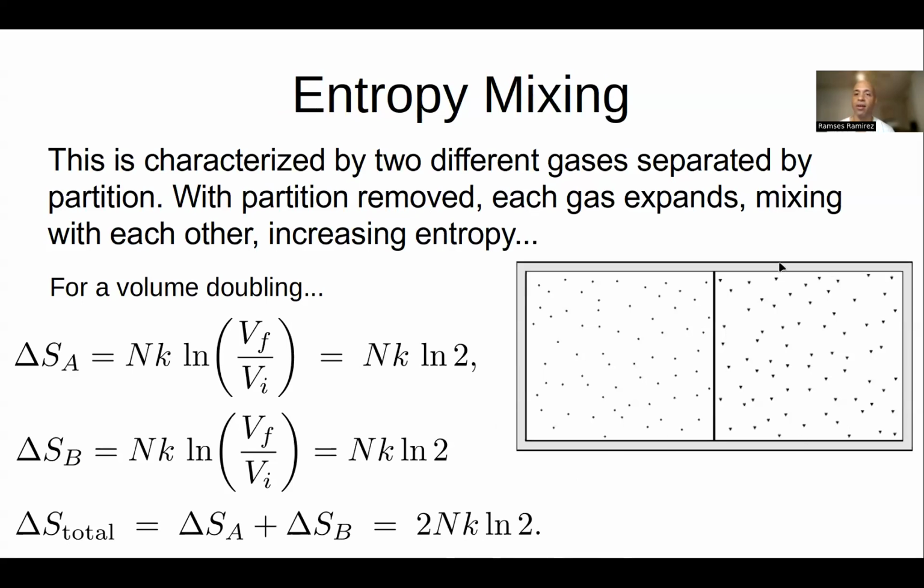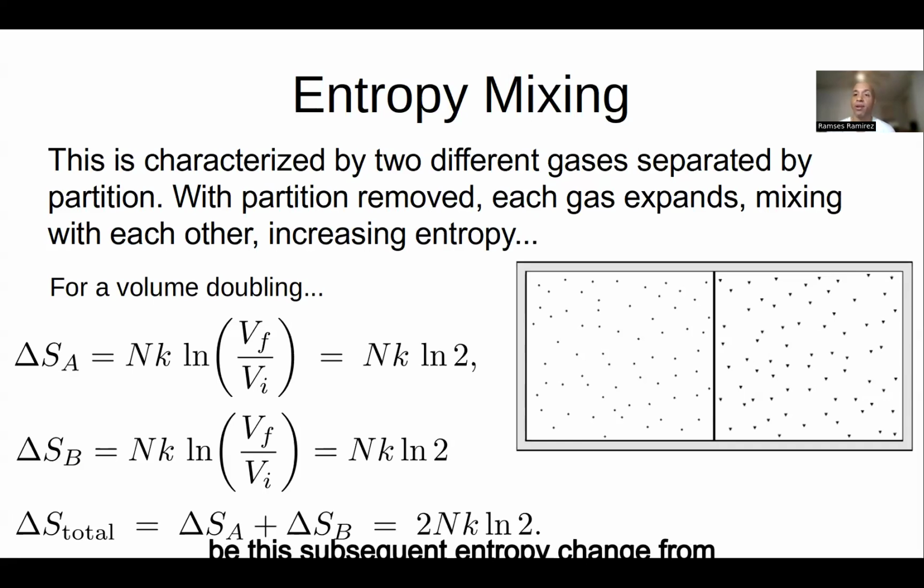This half is exactly the same size as the other one, but each half has a different gas. You might have helium in one end, another monatomic gas like argon in the other end, or nitrogen or something else. And then we remove this partition. We just take it away and allow each gas to expand into the expanded volume, mixing with the other gas and increasing entropy.